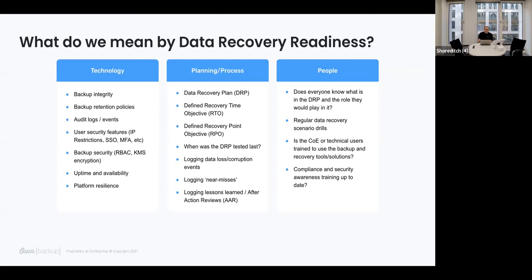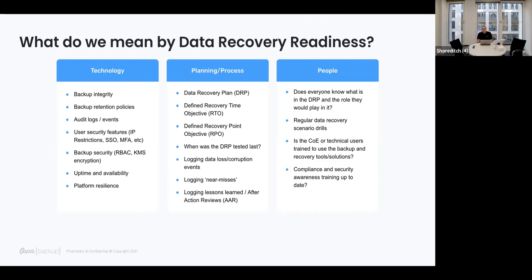And we work with our customers at OwnBackup to make sure that we do these drills on a regular basis and hold them to account for that, because it's important that they are ready should loss happen, and we're very passionate about that.